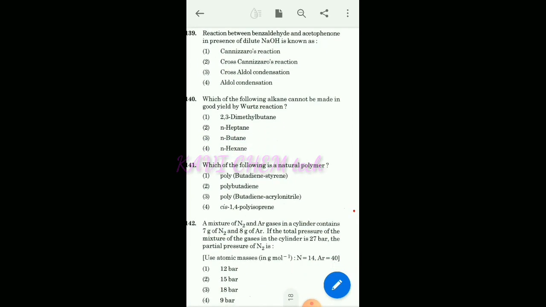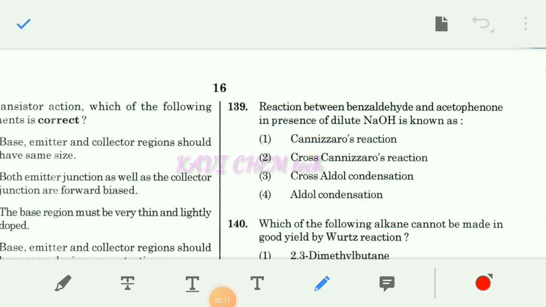Next question: reaction between benzaldehyde and acetophenone in the presence of dilute NaOH. This is nothing but the crossed aldol condensation.